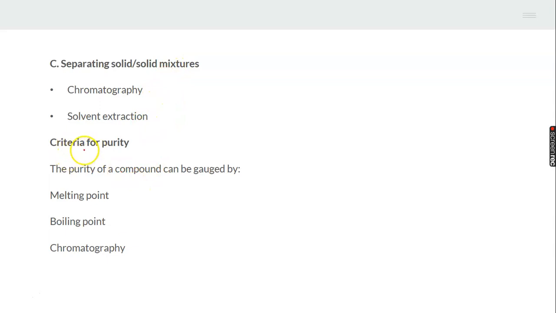So how can you know that a compound is pure? Criteria for purity. Purity can be measured by the melting point. They must have sharp melting points. Same thing with boiling points also, and the chromatography technique. So those are the three you can use.